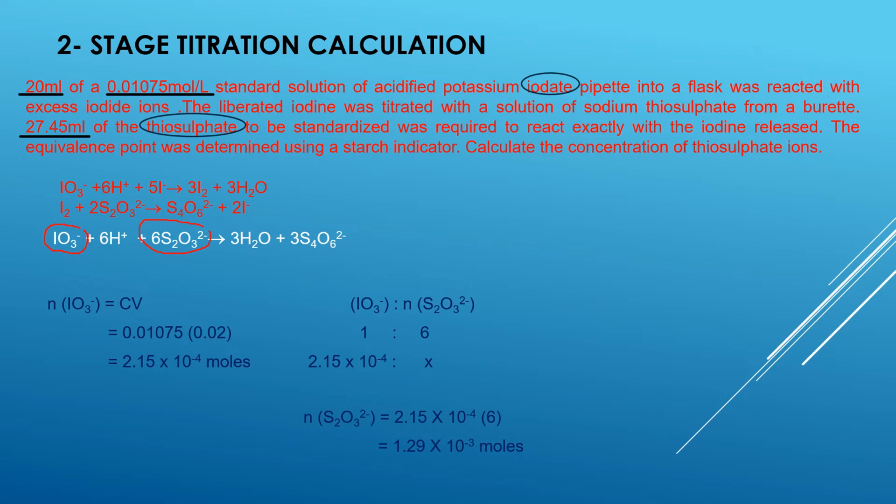And once we know the mole of thiosulfate, we can easily find the concentration of thiosulfate. C is equal to n over V. So we just have to substitute our values, and our answer, written in 2 decimal places, is 0.05 moles per liter.